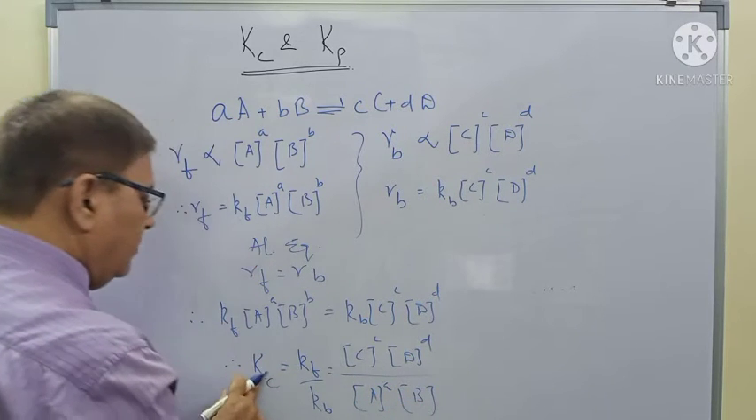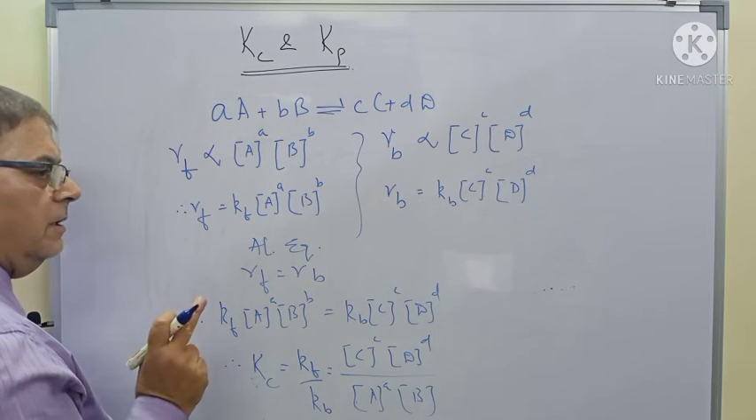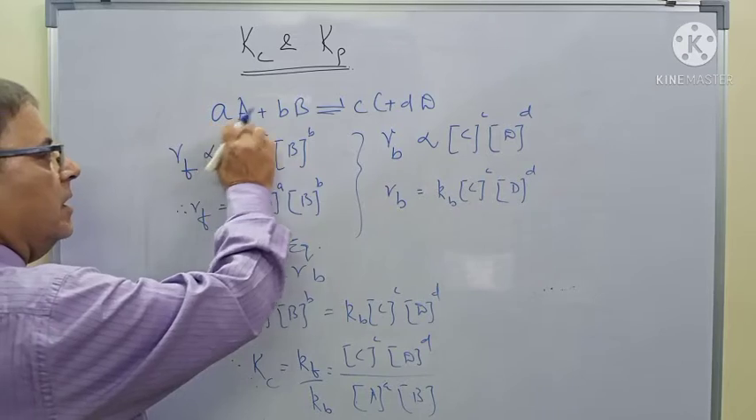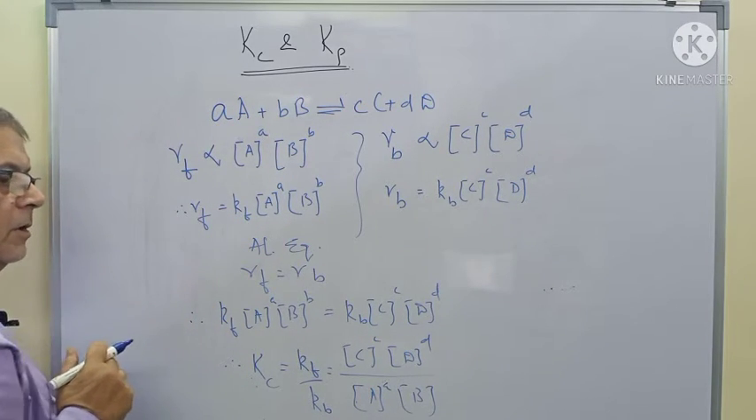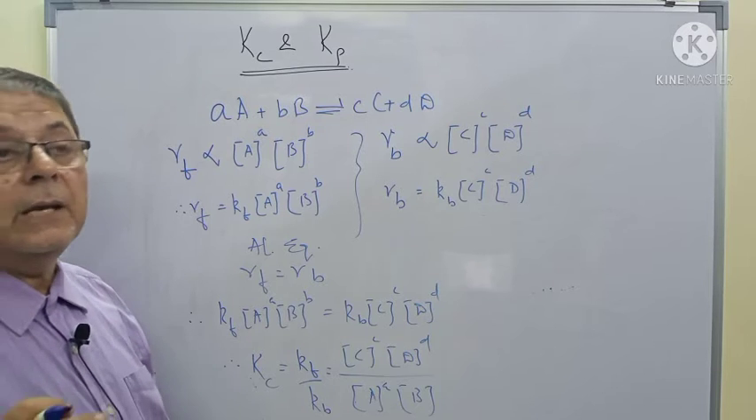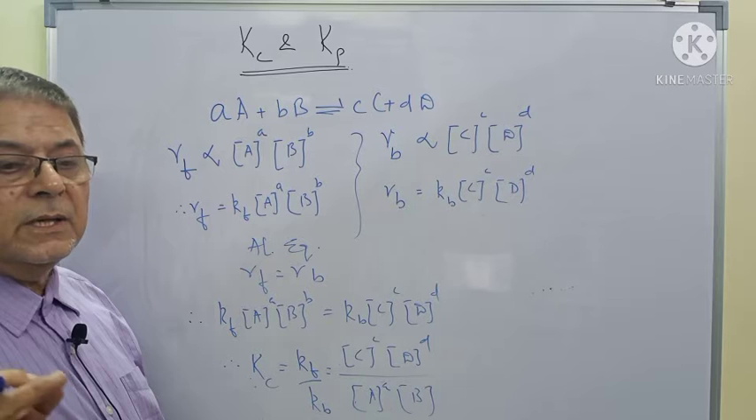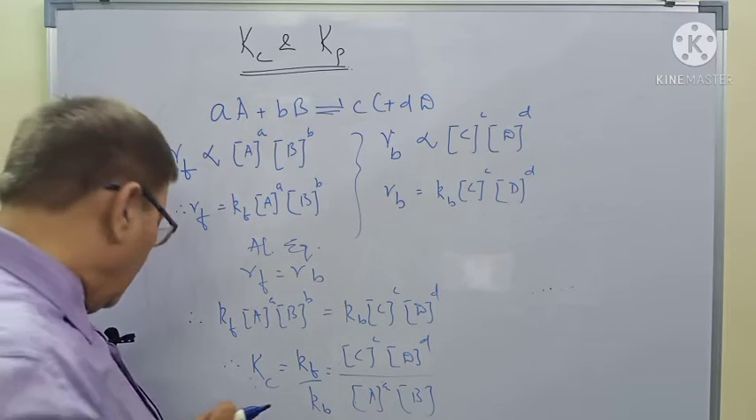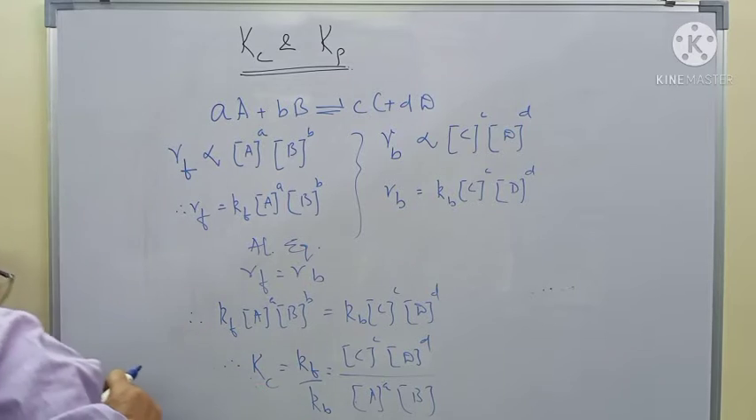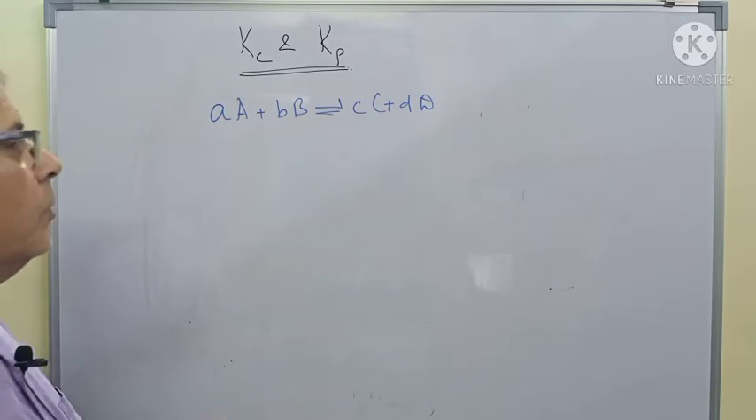This is the equilibrium constant Kc in terms of concentration, which we have done earlier with a very simple reaction A and B giving C and D. Now this is Kc. Now we have to go for what is Kp. Kp is the equilibrium constant in terms of partial pressure. So now we are going to calculate what is Kp.